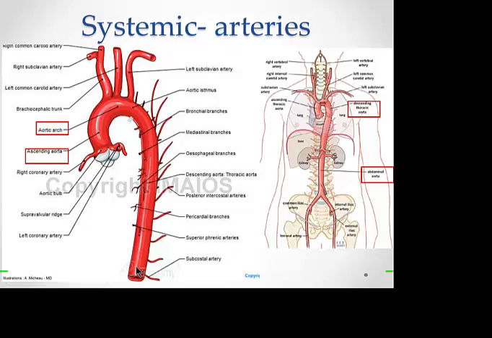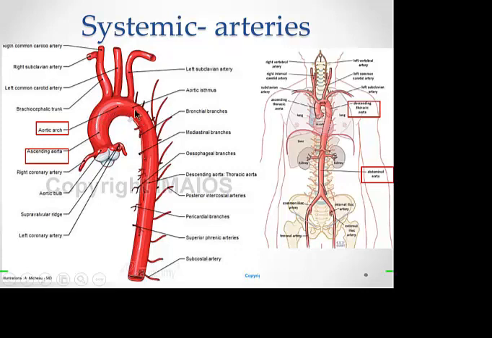So let's start first with the ascending aorta. So we're going to now look at individual branches. When you look at the ascending aorta, the branches of the ascending aorta are the coronary arteries, which we just did, right? Because that was the first branch which comes off the aorta, the right and the left coronary artery. So look at this picture so you can see the coronary arteries coming off the ascending aorta.